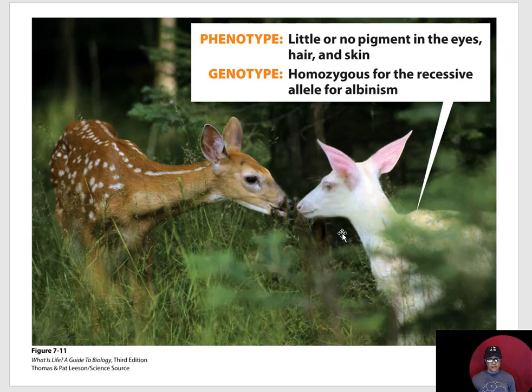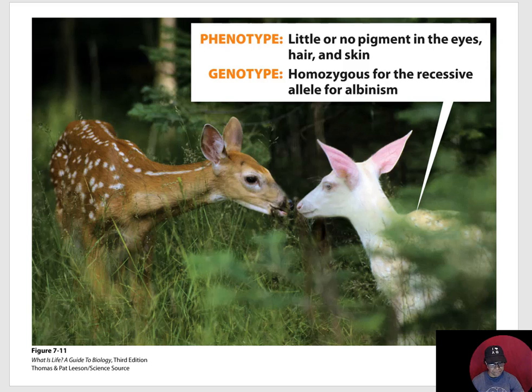When we're speaking of phenotypes, this is your more commonly used language. You're familiar with that. The phenotype of this deer would be little or no pigment in the eyes, hair, and skin. Okay, so I want you to get extremely familiar with these two terms and the terminology associated with each one. We're going to be talking about genotypes, where we're speaking of what's happening on the genes in the genome, and we're going to be talking about phenotypes, what we can see expressed physically.